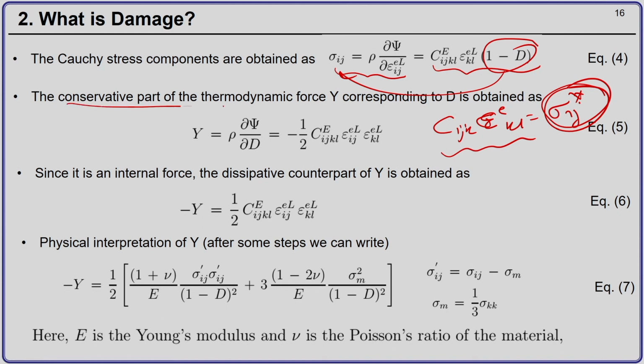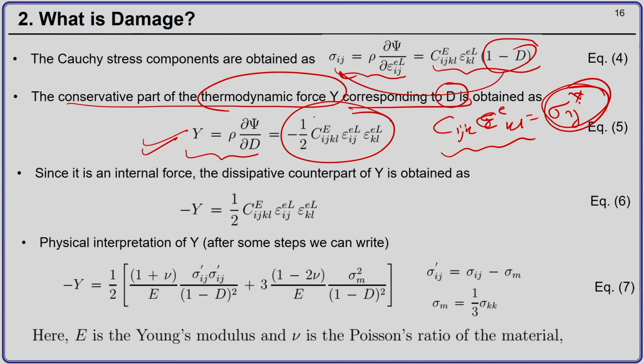Now, the conservative part of the thermodynamic force corresponding to the damage variable d. The force corresponding to strain is stress. Similarly, the conservative part of the thermodynamic force Y corresponding to damage is identified as Y equal to rho times del psi by del d, which gives me minus 1 by 2 C_ijkl epsilon_ij epsilon_kl. Because this internal force is dissipative, since damage causes dissipation, I take the counterpart of Y, which is minus Y, as the dissipative counterpart, and this is equal to 1 by 2 C_ijkl epsilon_ij epsilon_kl.